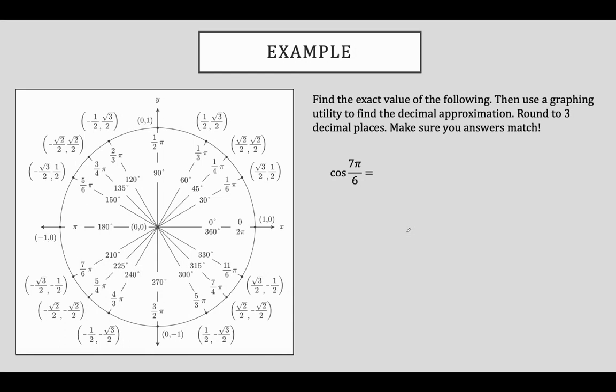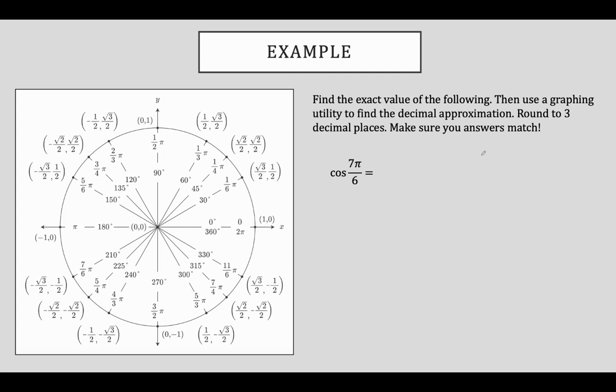All right, so let's now do some extra practice using the unit circle to evaluate trig functions, as well as cover using our calculator to check our work and get decimal approximations. Find the exact value of the following, then use a graphing utility to find the decimal approximation, round to 3 decimal places, and make sure your answers match.